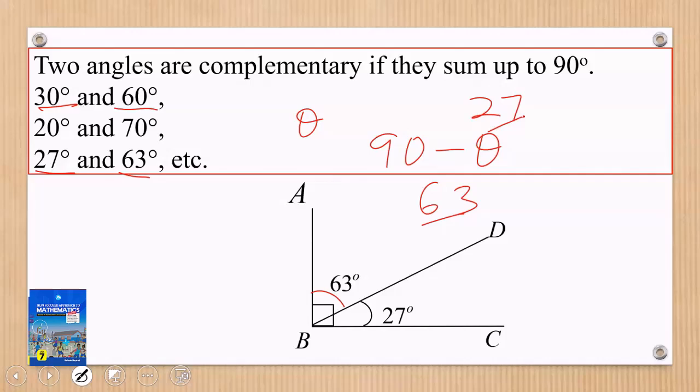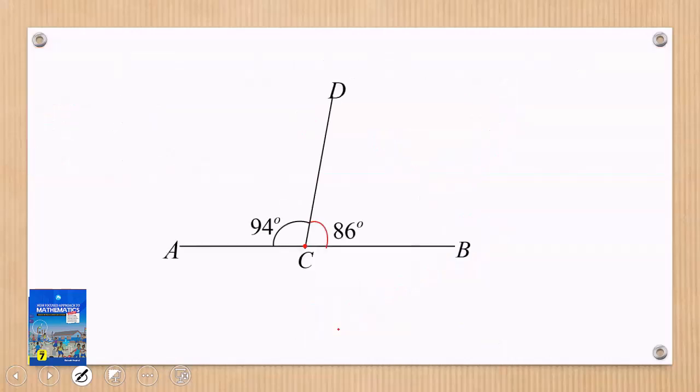And so if you look at the angle ABD is 63. Angle DBC is 27. Realize that the two of them add up to give you the angle 90 degrees. Right. Now, when we come to supplementary angles, it also tells us that when we add two angles and the result is 180 degrees, then the two angles are supplementary.